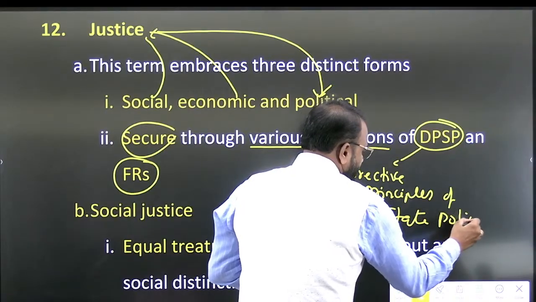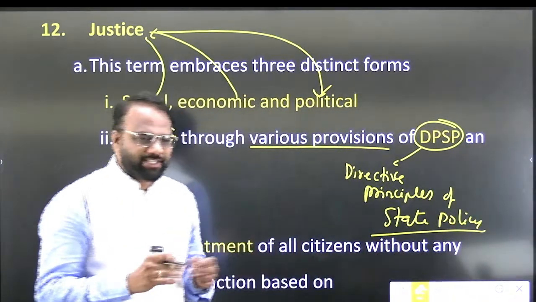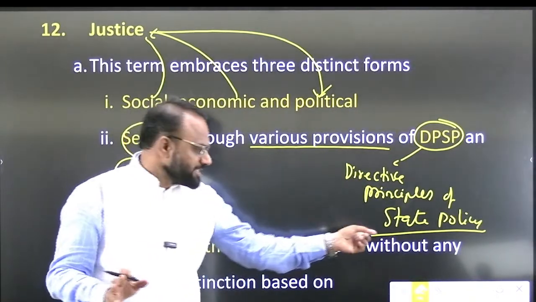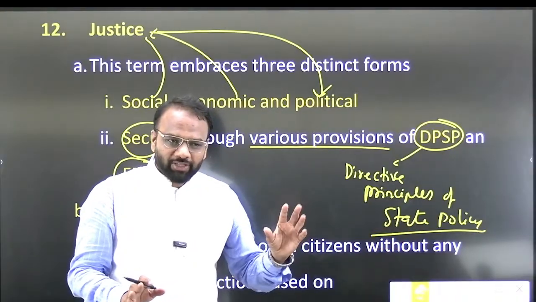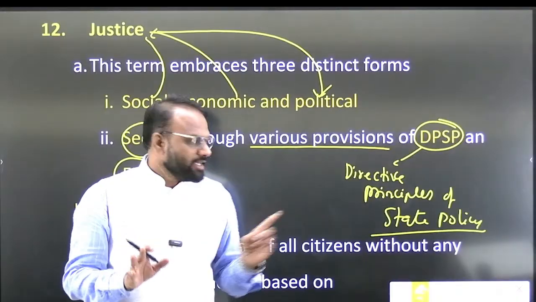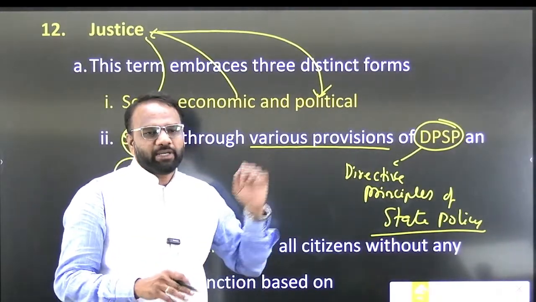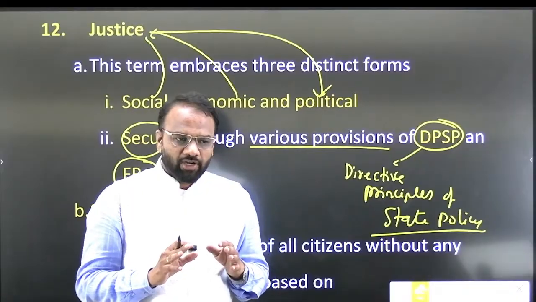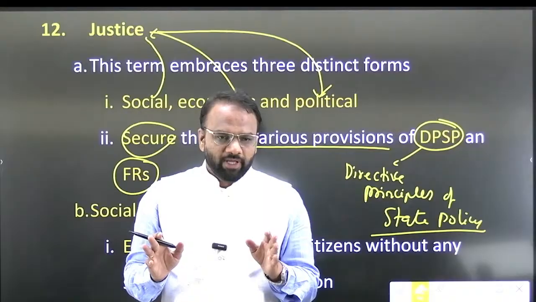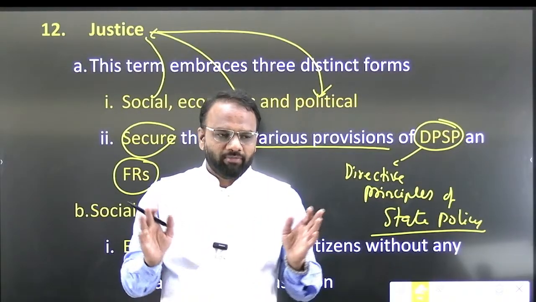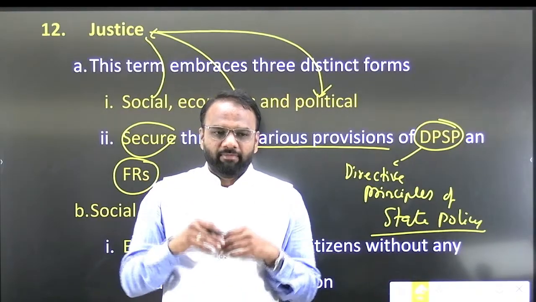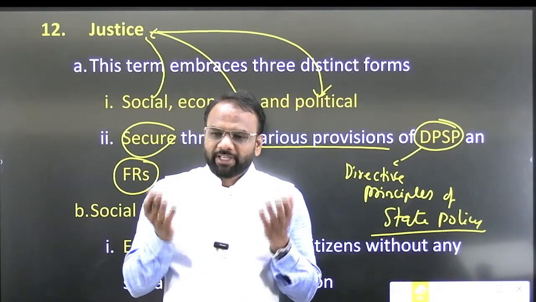So what does state policy indicate? Central government, state government, or any government? Any government. When we say state policy here, we should not think of the Karnataka government or the Maharashtra government. It's the Indian government or any state government. Directive principles of state policy means that when the state, central or state government, is making any kind of policy, let's assume some kind of law, it should keep some things in its mind.